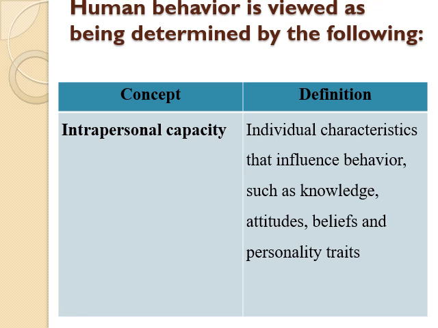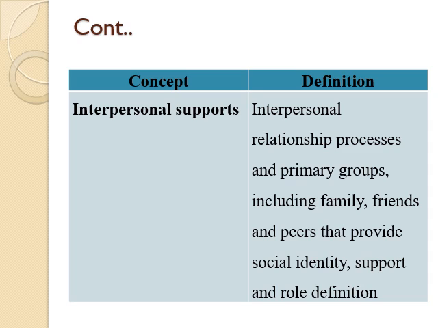Human behavior is viewed as being determined by the following concepts. Intrapersonal capacity. Definition: individual characteristics that influence behavior, such as knowledge, attitudes, beliefs, and personality traits. Interpersonal supports: interpersonal relationship processes and primary groups, including family, friends, and peers, that provide social identity, support, and role definition.